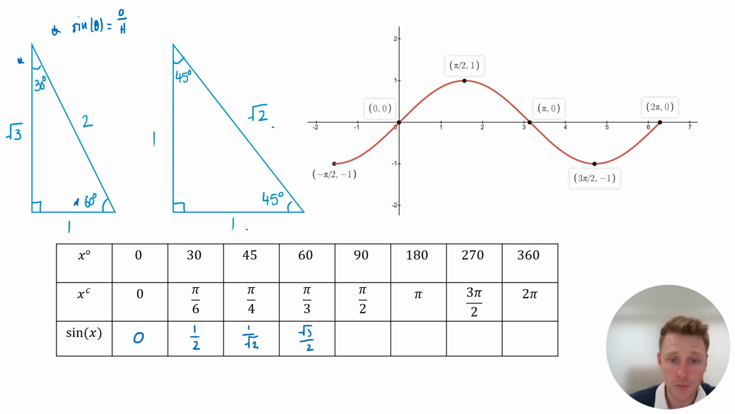Sine of pi on 2, that's equal to 1. Think about your unit circle there. Sine of pi is 0, 3 pi on 2, we're down on our unit circle down the bottom, so we're at -1. And then this is at 0 again.